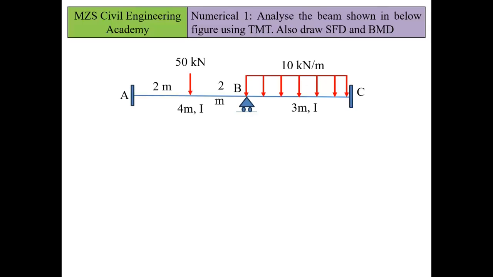The given beam is a two-span continuous beam where ends A and C are fixed. B is a mid support. Span AB is of 4 meters having moment of inertia I, and span BC is of 3 meters having moment of inertia I. In span AB, a 50 kN load acts at mid-span, whereas on span BC, a uniformly distributed load of magnitude 10 kN per meter acts.